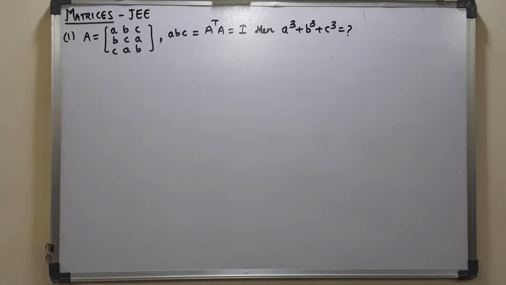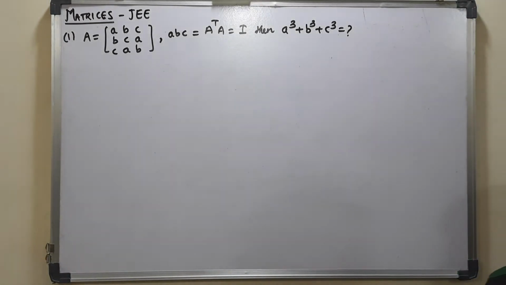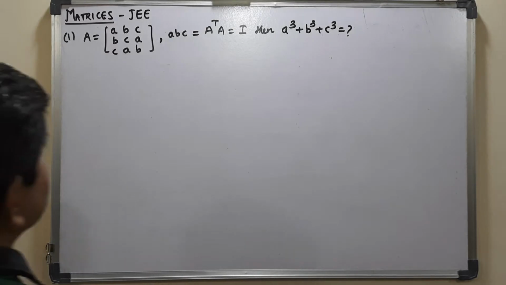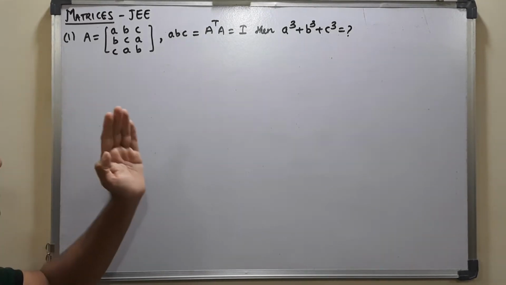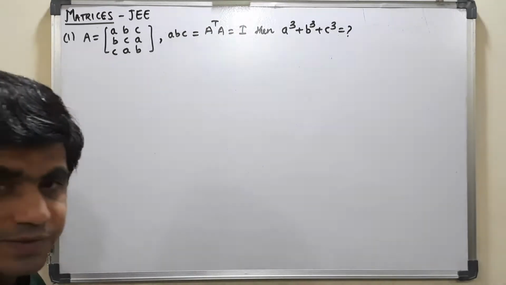I have written already one question on the board. Sometimes you are very lucky to get such easy questions. If you see, this is a matrix of 3 by 3 order, and the most important thing told here is that A transpose into A is your identity matrix.